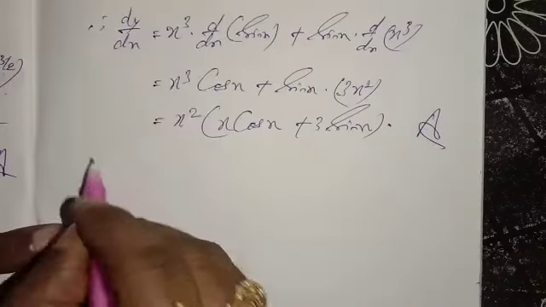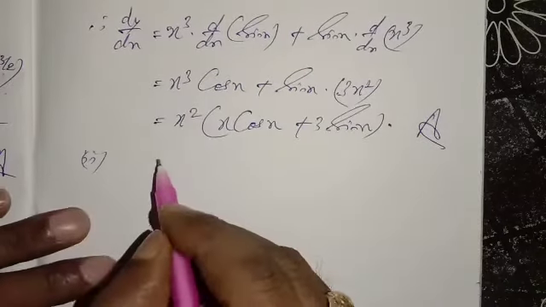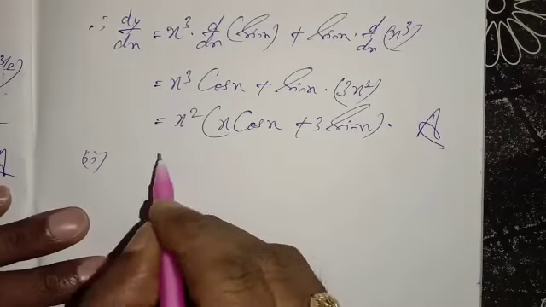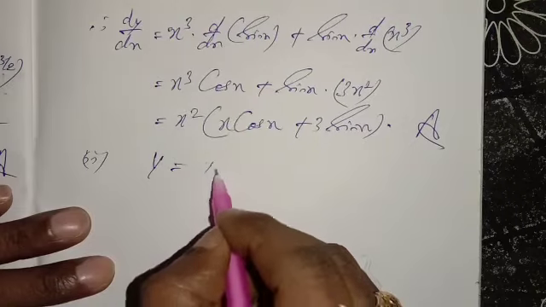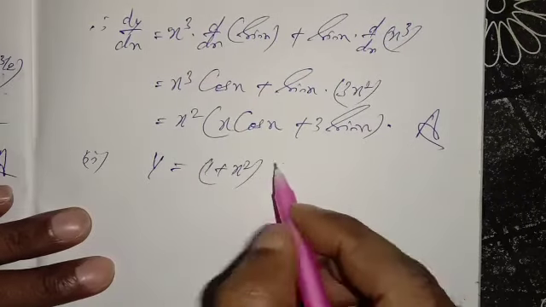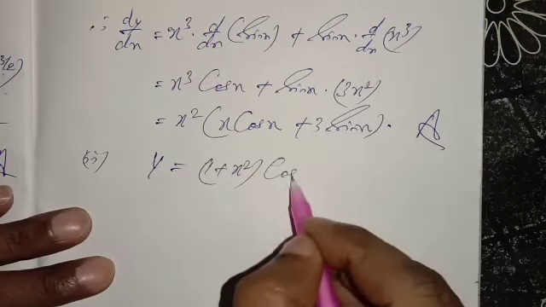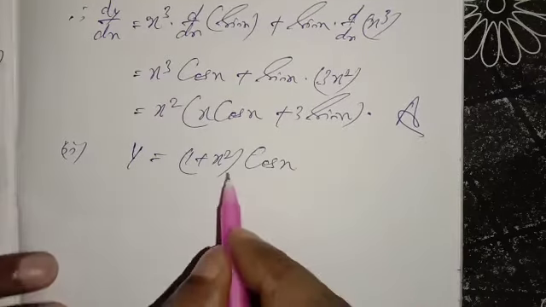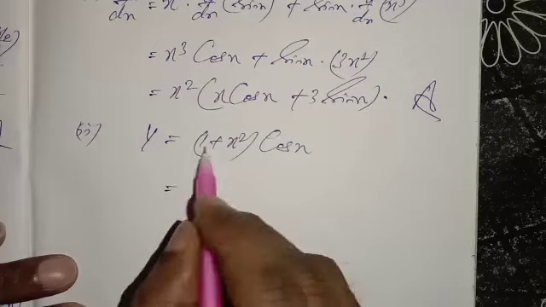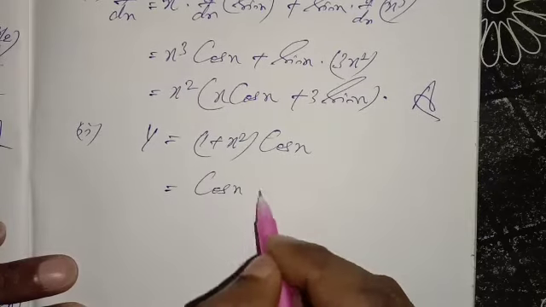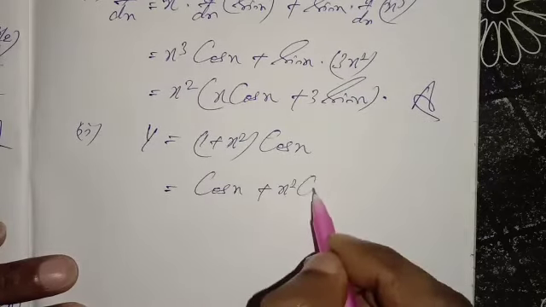Let us go to the second part. It is given, always write y is equal to (1 plus x square) whole into cos x. That means here also you have to apply the product rule. Otherwise, you can open the bracket: this will be 1 into cos x, that is cos x, plus x square cos x.